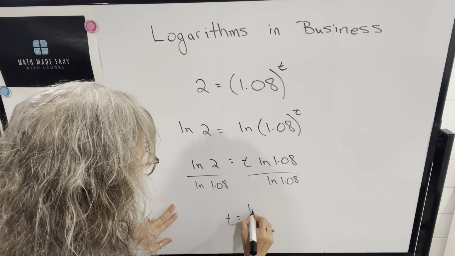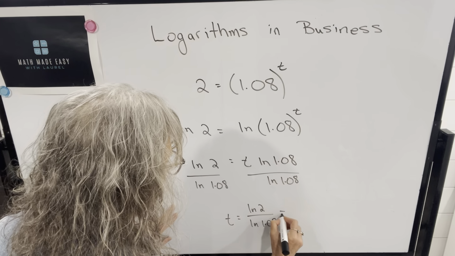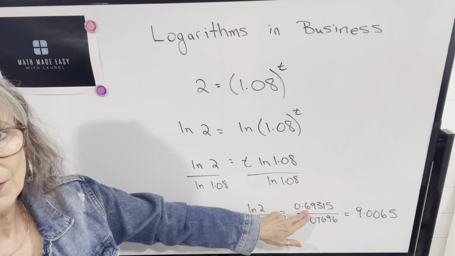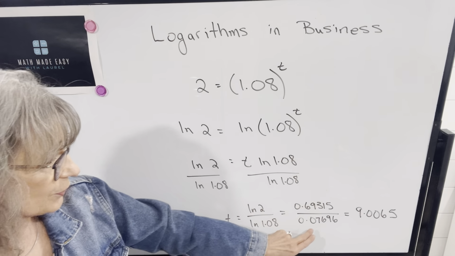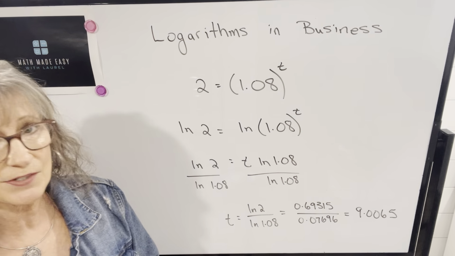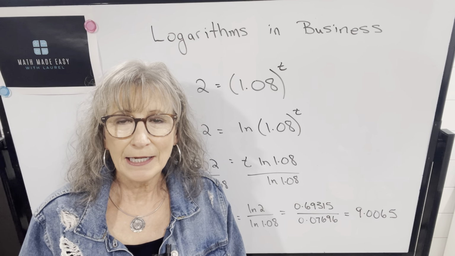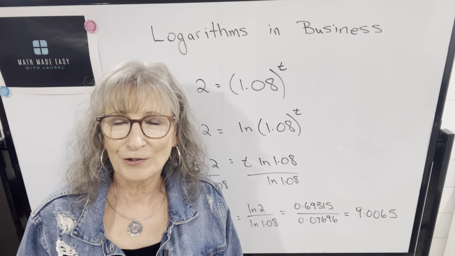So t will equal the natural log of 2 divided by the natural log of 1.08. So the natural log of 2 is this value, the natural log of 1.08 is this value, and then when you do the division you get 9.0065. Hopefully this helps you understand logarithms a little bit more and be comfortable using that function on your calculator.